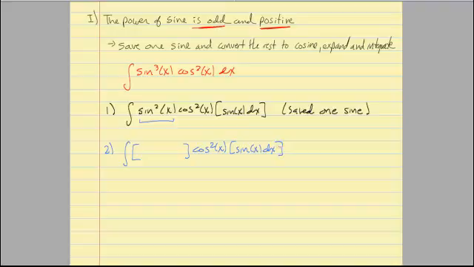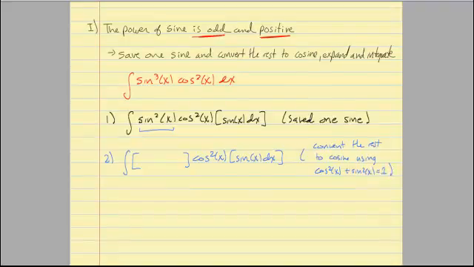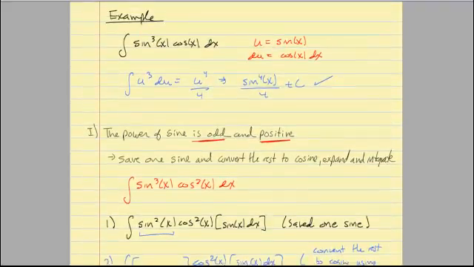Now how would we convert sine squared of x to cosine? Well, usually what you're going to do here is to convert the rest to cosine using a Pythagorean identity, and the Pythagorean identity that we like is cosine squared of x plus sine squared of x equals 1. Now you might think, well, what about these other half-angle identities you showed us?